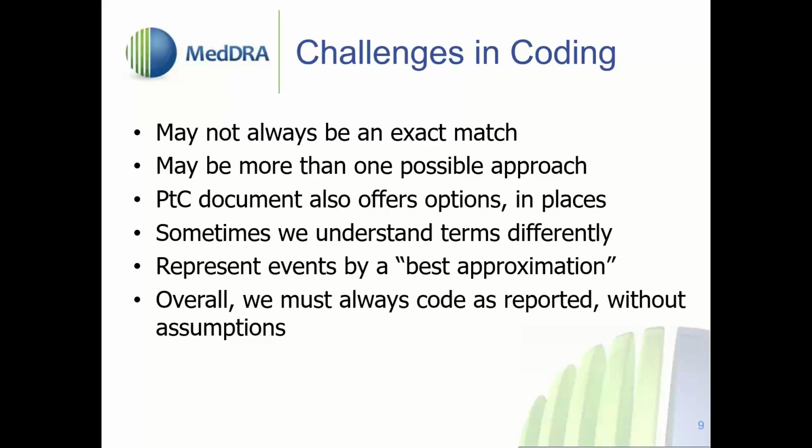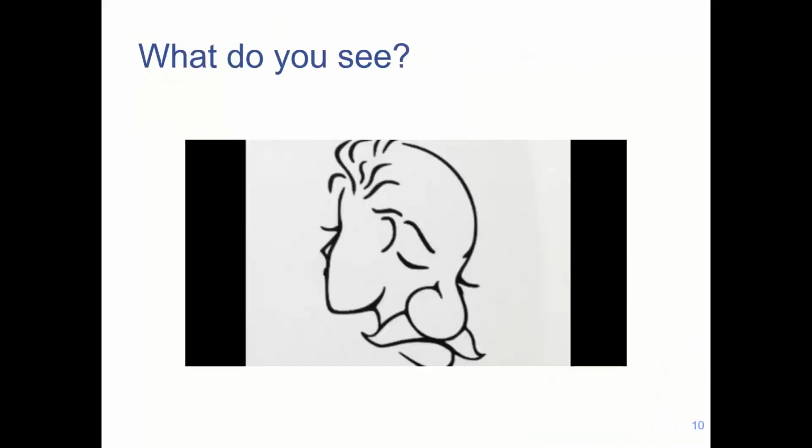Sometimes even we understand terms differently. Carol Ann and I have found this in preparing for the sessions. We have a different understanding sometimes of what the term means or how we would code it. And sometimes the term is not ideal, such that we need to make what we call a best approximation for it. But overall, the rule stands fast that we must always code as reported without making any assumptions. And you'll see that as we go through the examples today.